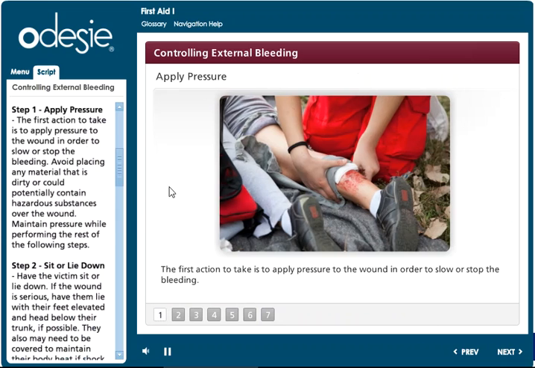The first action to take is to apply pressure to the wound in order to slow or stop the bleeding. Avoid placing any material that is dirty or could potentially contain hazardous substances over the wound. Maintain pressure while performing the rest of the following steps.